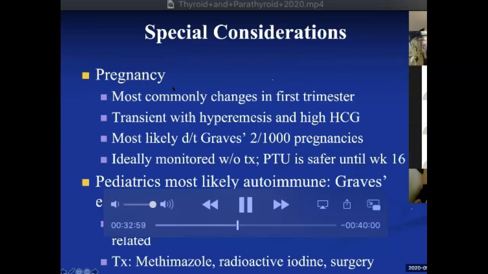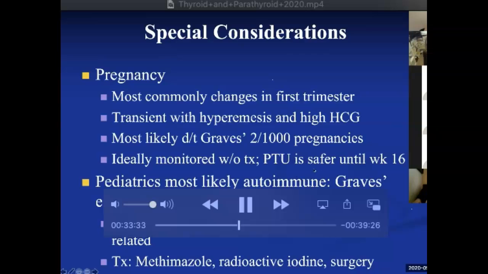We talked about pregnancy, where thyroid changes most commonly occur in the first trimester and the year after delivery. It can be transient because of hyperemesis or a high HCG level, and it's usually related to Graves' disease. It occurs in 2 in 1,000 pregnancies, so about 0.2% prevalence. Not very high, but it is certainly present.